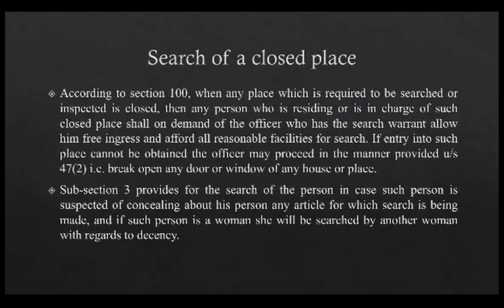Subsection 3 provides for the search of a person in case such person is suspected of concealing about his person any article for which search is being made, and if such person is a woman, she will be searched by another woman with regard to decency.